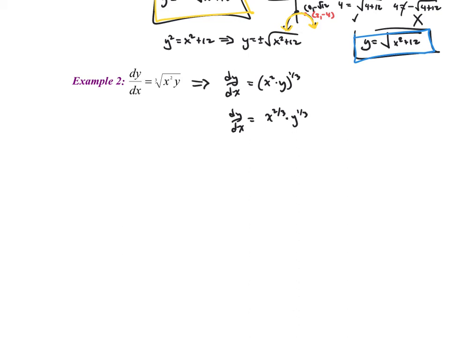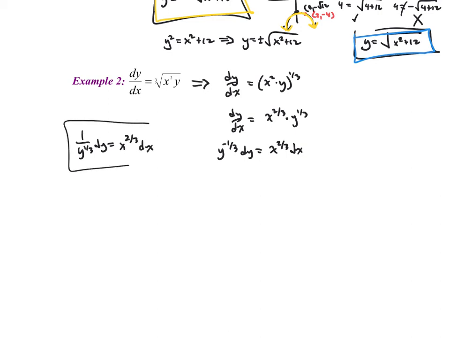Here we've got multiplication. I like that. I'm going to divide both sides by y to the 1/3 and multiply both sides by dx. That gives me y to the negative 1/3 times dy is equal to x to the 2/3 times dx. Now, if you prefer to write the left side as 1 over y to the 1/3, by all means, go for it. I don't prefer that because it's just harder to see the power rule in place. So that could be what you like.